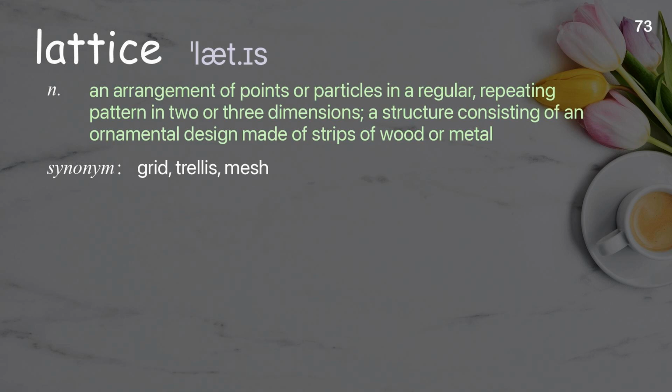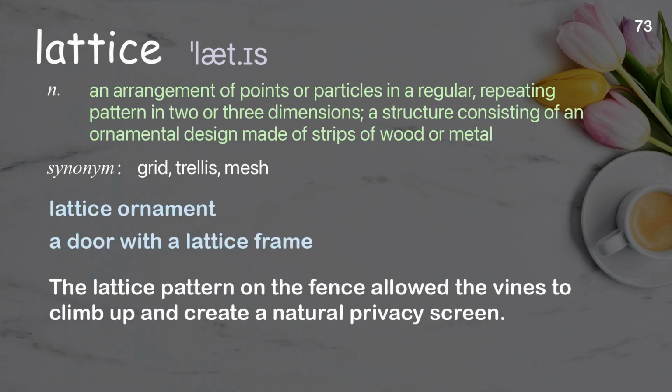Lattice: an arrangement of points or particles in a regular, repeating pattern in two or three dimensions, a structure consisting of an ornamental design made of strips of wood or metal. Examples: lattice ornament, a door with a lattice frame. The lattice pattern on the fence allowed the vines to climb up and create a natural privacy screen.